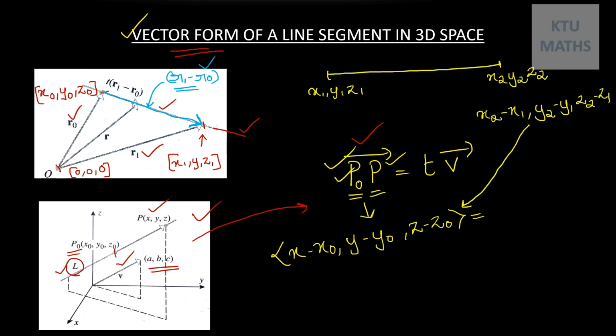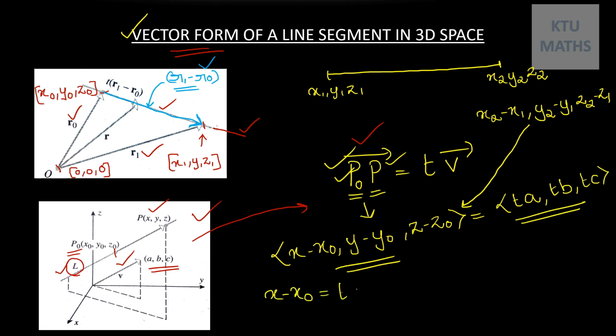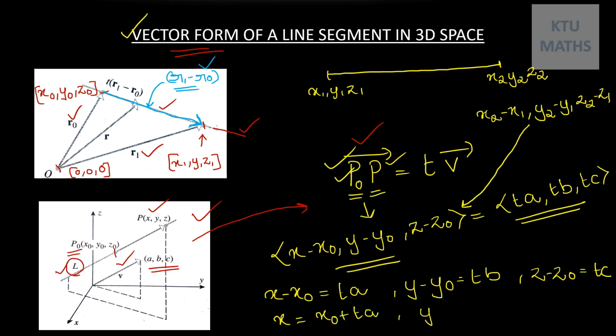And we can write the parametric equation of the second as t into a, t into b and t into c. This is the parametric equation of the second. Now we can equate both. X minus x0 is equal to ta, y minus y0 is equal to tb and z minus z0 is equal to tc. Here we can find the unknown points, that is x. X is x0 plus ta and y is y0 plus tb and z is z0 plus tc.